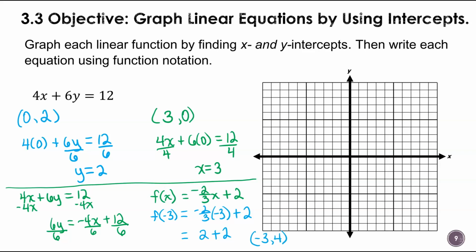And so by putting it in the function notation first, that just helps you choose a nice x coordinate, and you don't have to end up with fraction answers that way. Okay. Let's put this on the graph. So we're going to have the y-intercept at (0, 2), the x-intercept at (3, 0), and then my checkpoint at (negative 3, 4).